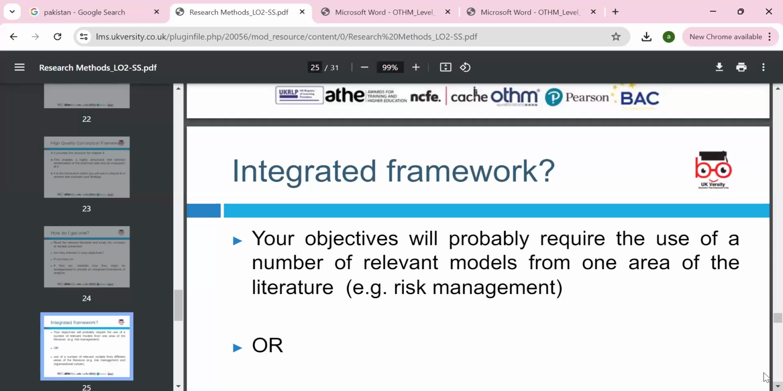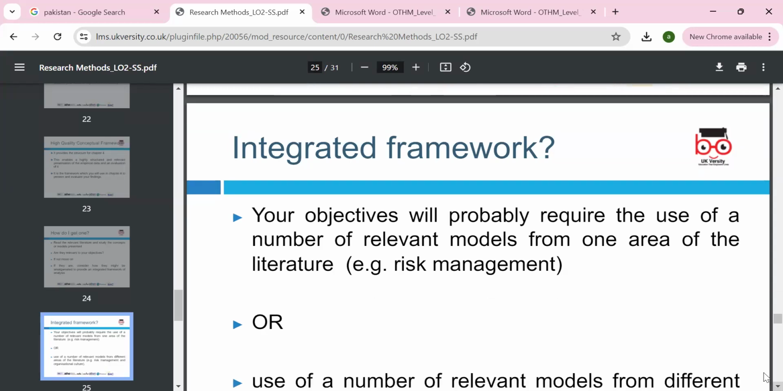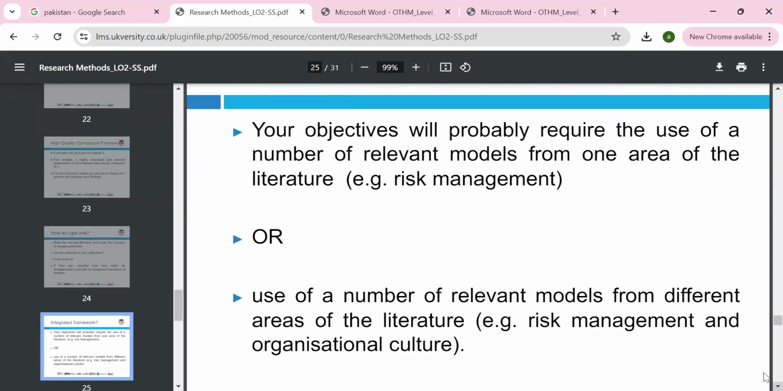An integrated framework: your objective will probably require the use of a number of relevant models, one area of the literature being risk. If we look at risk management, you have to find what is management, types of risk, financial risk, operational risk. What is meant by risk? Risk means probability. What are the businesses? Risk is the government policy, the budget, new taxes being imposed, especially in various countries such as Pakistan, and the risk management.